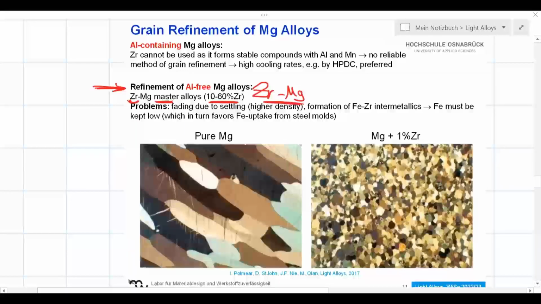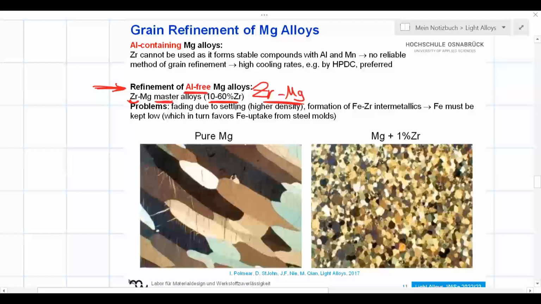We are ready to cast. Shortly before that, we add these compounds, and we are going to create some nucleation sites for the solid material. During casting, we get more heterogeneous nucleation sites for the formation of solid phase, and by that, we get grain refinement. More nucleation events would mean that the grain size is going to get refined. So this is one of the solutions for aluminum-free magnesium alloys.